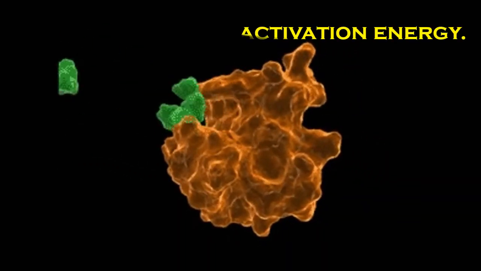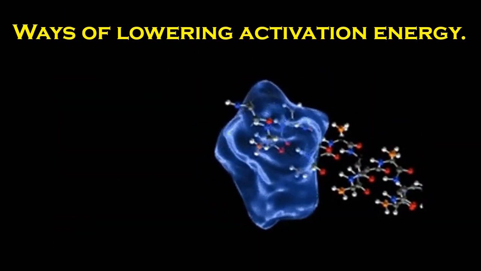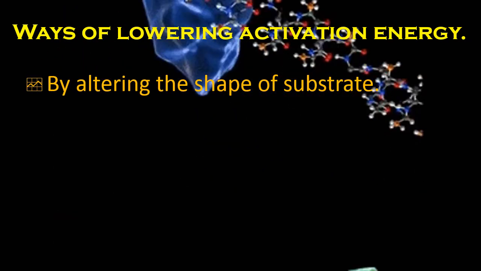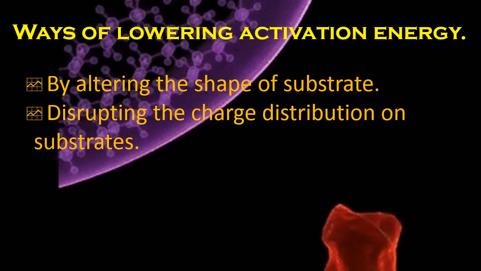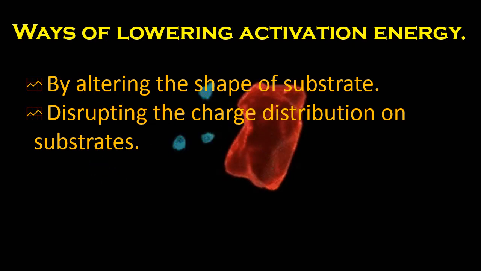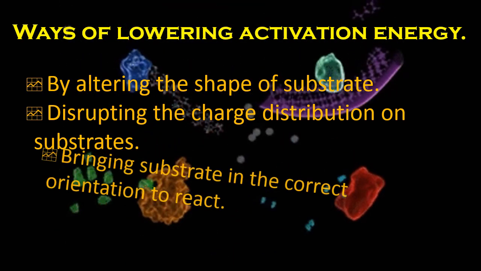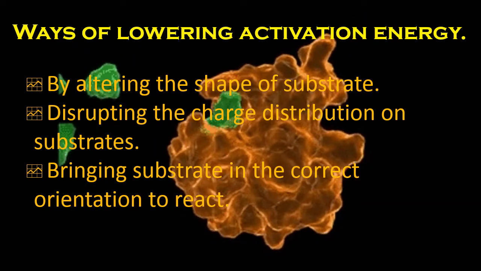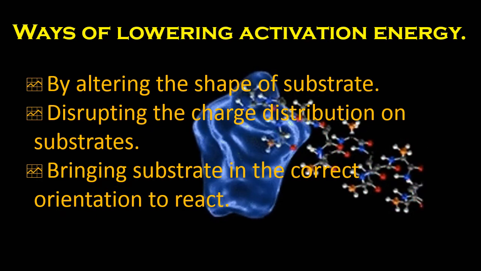Now, what are the ways of lowering the activation energy? By altering the shape of the substrate, disrupting the charge distribution on the substrate, and bringing the substrate into the correct orientation to react.